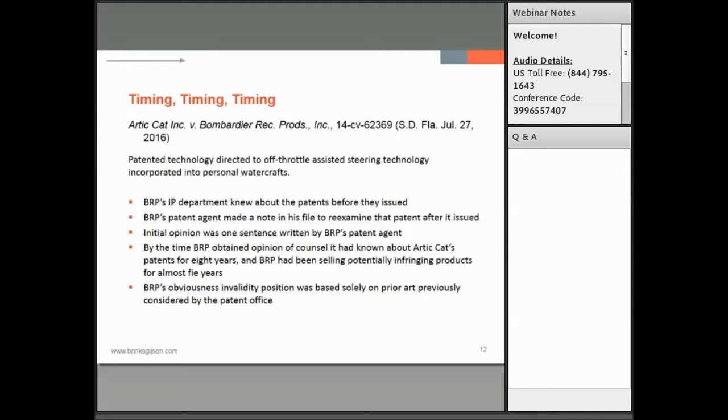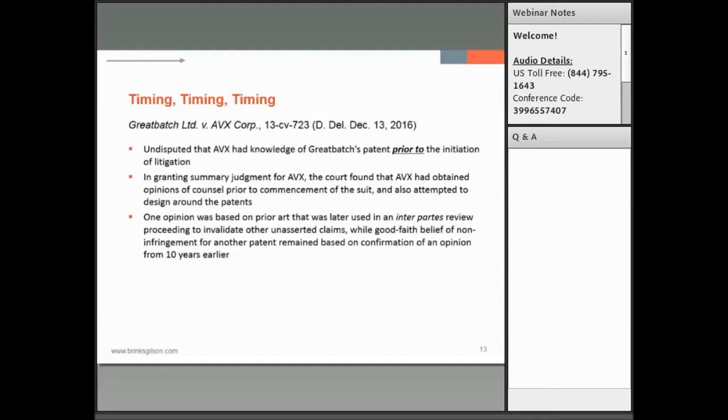What I do think is interesting in these two cases is we start to see willfulness is going to the jury. And as a result of that, you want to make sure that your opinions are competent and that they are timely obtained. If we look to the next case, which is Great Batch v. AVX, again, very similar situation to the prior two. Defendant knew about the patents prior to the initiation of litigation. What was different here is that they actually obtained opinion of counsel. Summary judgment granted for a finding of no willfulness in this instance.